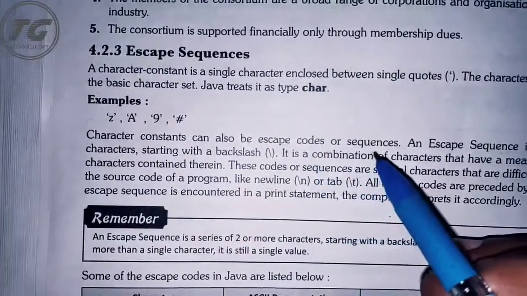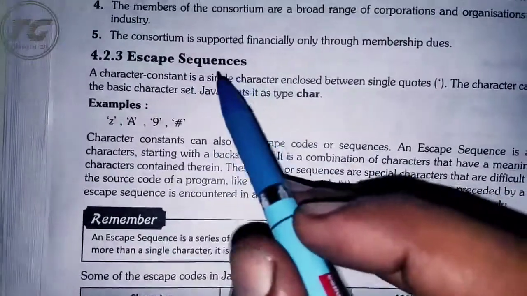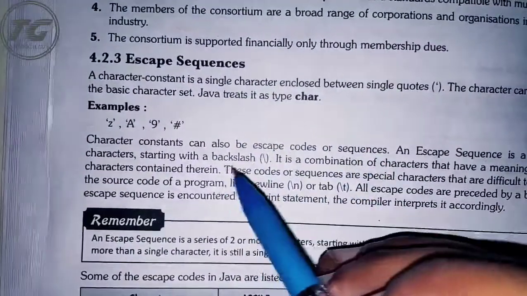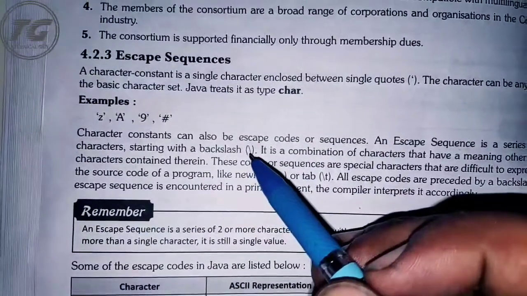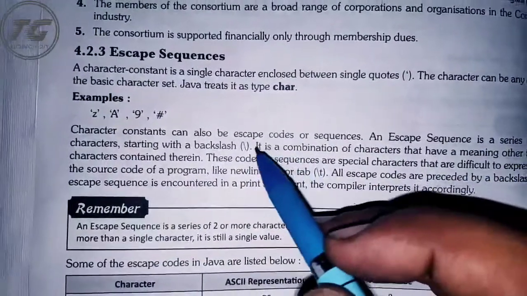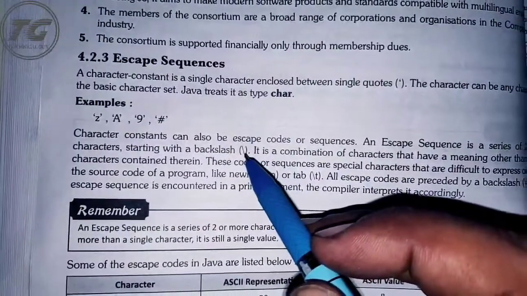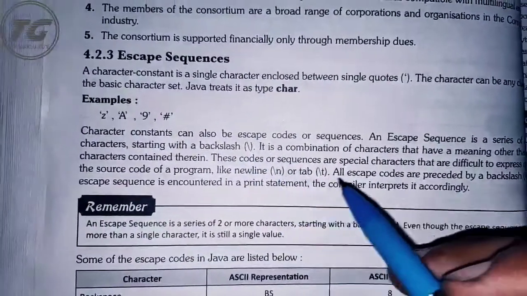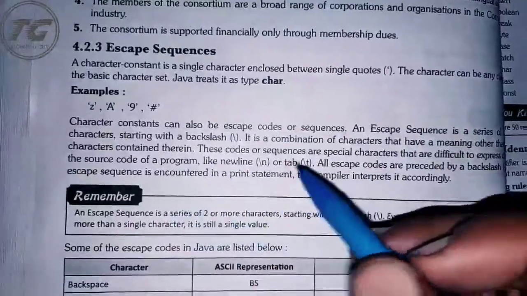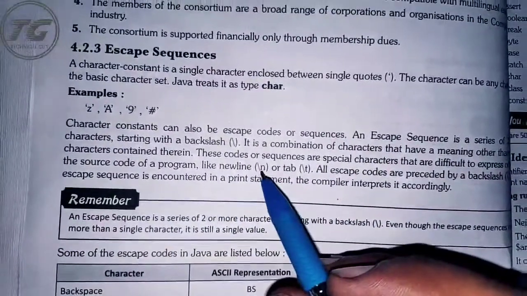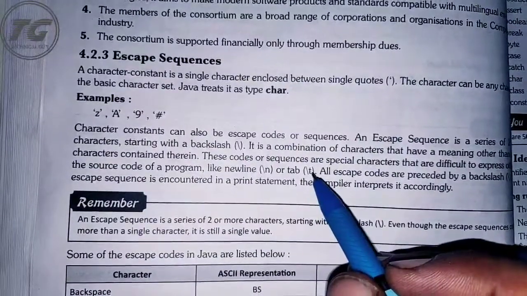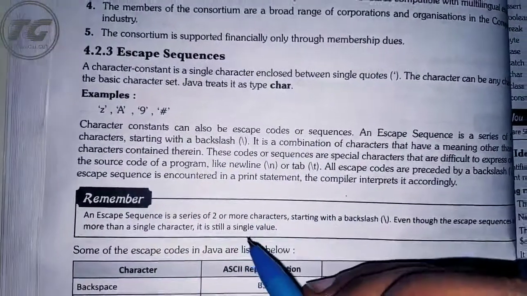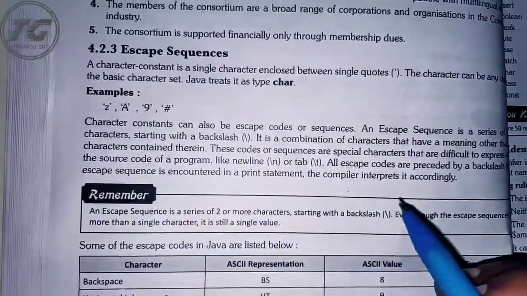A character constant can also be an escape sequence. So an escape sequence is also a character, although it has more than one character, because escape sequences are used with a backslash and a character. Here I have already given you examples, like for new line we have \n, for tab space we have \t. So these are the escape sequences.